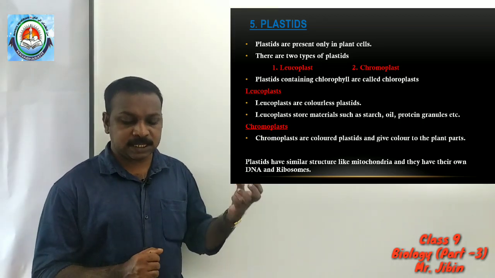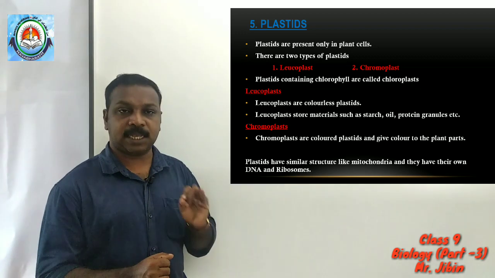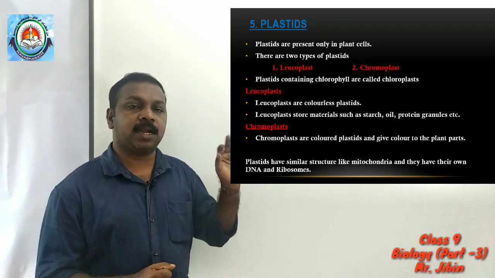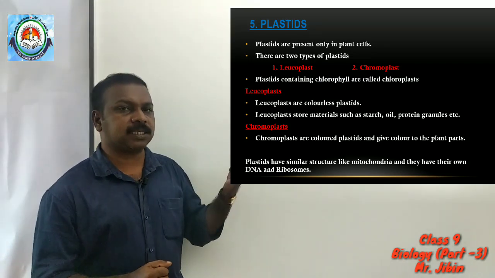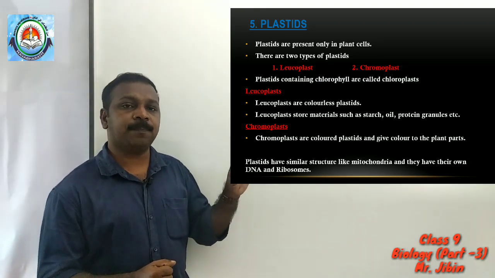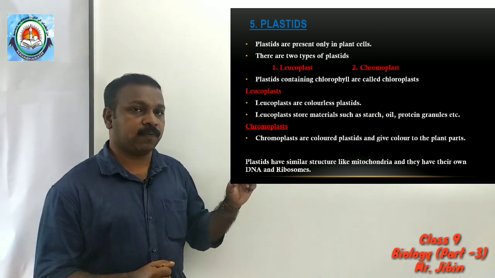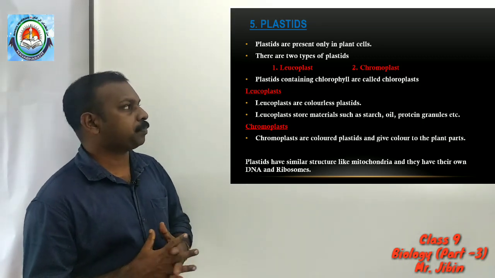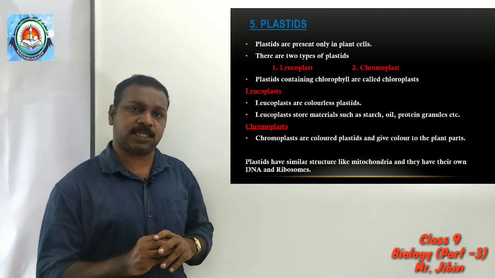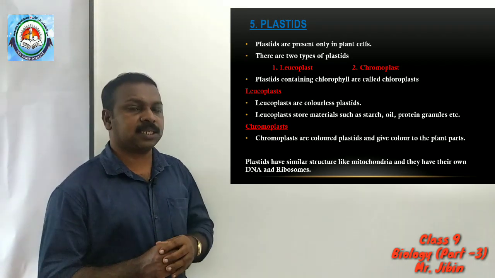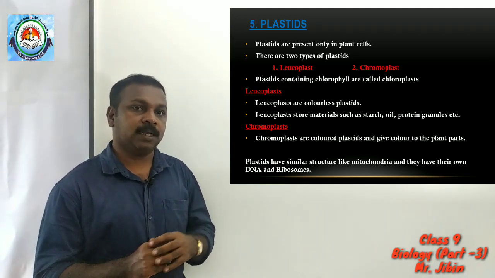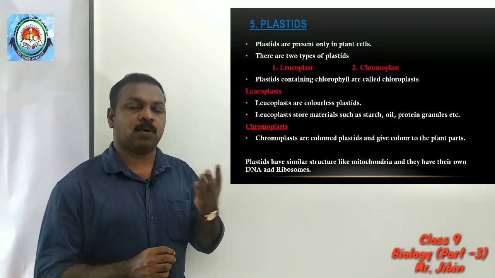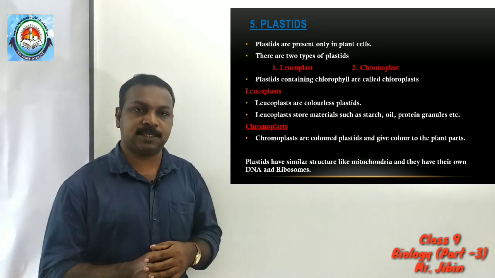Once again, plastids are present only in plant cell. Second, there are two types of plastids. What are they? Leucoplast and chromoplast. Some of the plastids may have a green pigment called chlorophyll. Such plastids are called chloroplast. Okay. Now leucoplast. Leucoplasts are colorless plastids, and these plastids contain what? Or they store some materials like protein granules, oil, starch, etc.